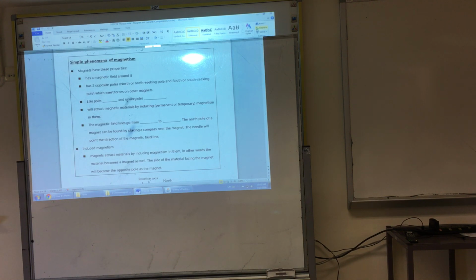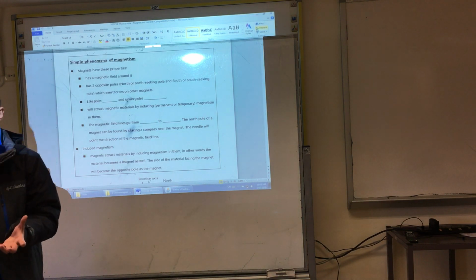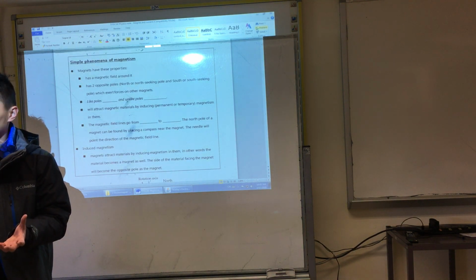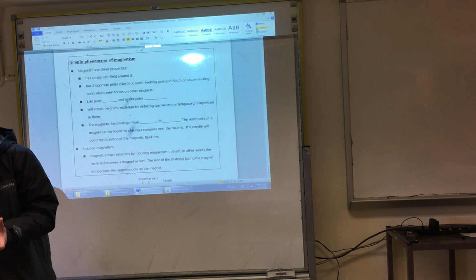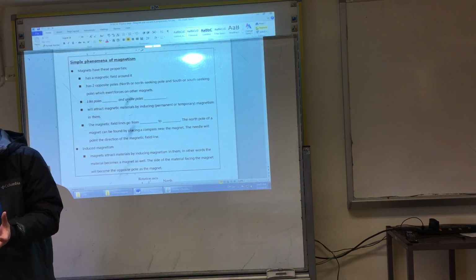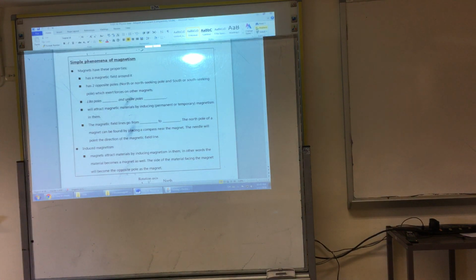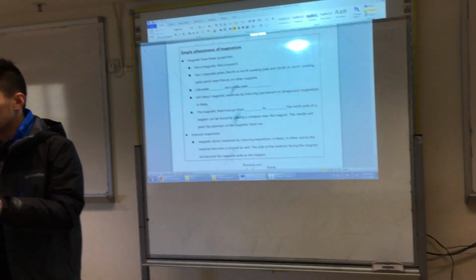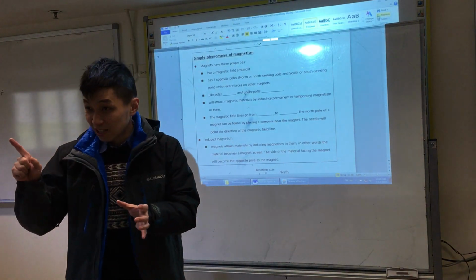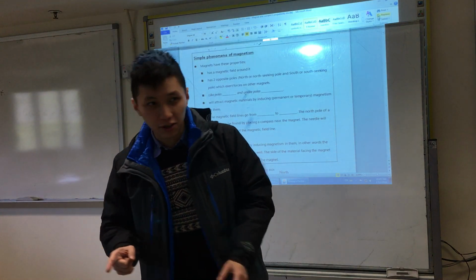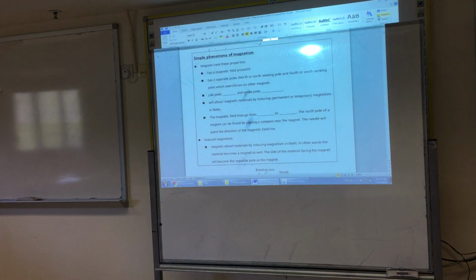Which two poles? North and south. Very good. And what are the properties of these poles? Opposites would attract and the same pole would repel. Very good. This is similar to what? Electron or electric charge. Very good. Because that's what we learned previously.